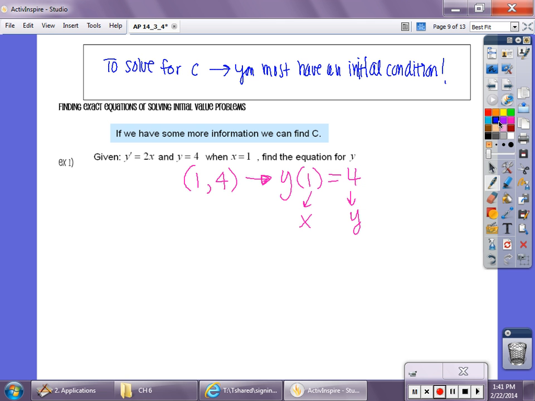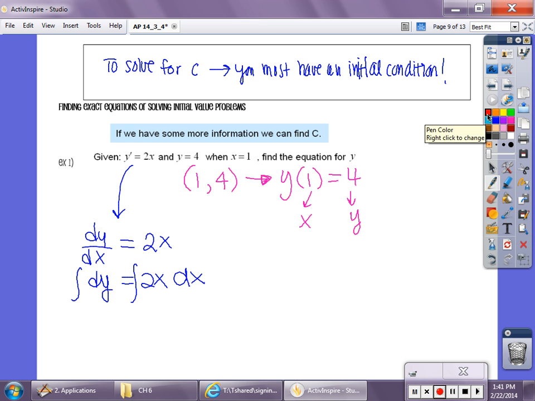All right, so this has to be written as dy/dx is equal to 2x. dy is equal to 2x dx. And then we're just going to integrate. So right now, you guys can do that on your own. I'll put the answer up here. Go ahead and look up when you're done.